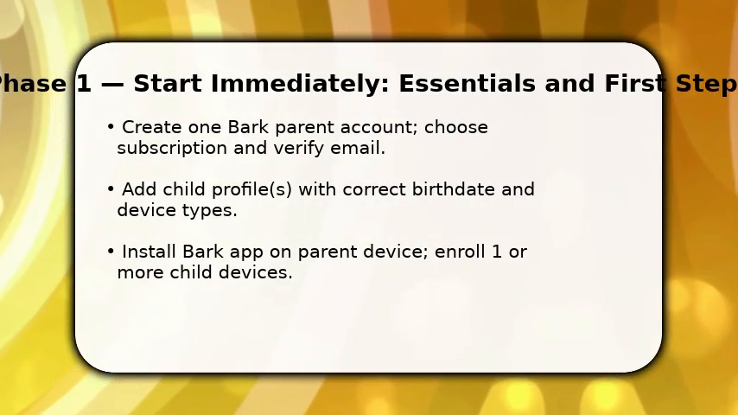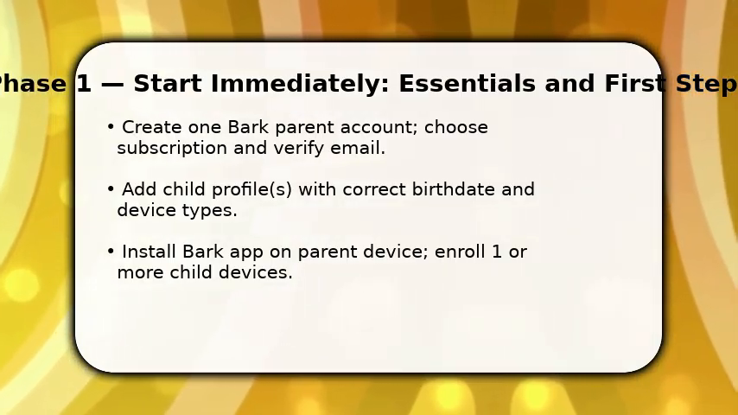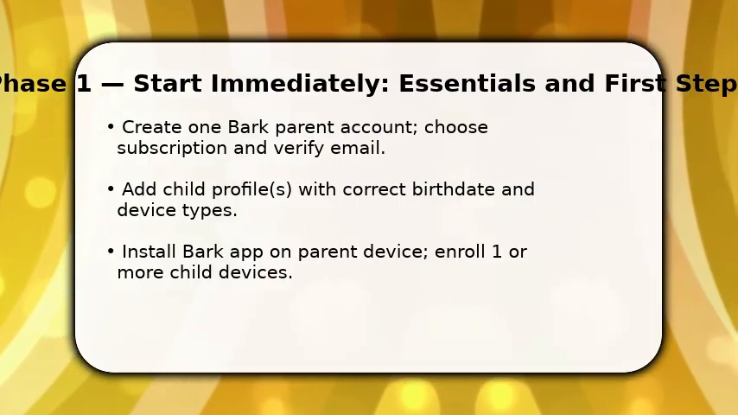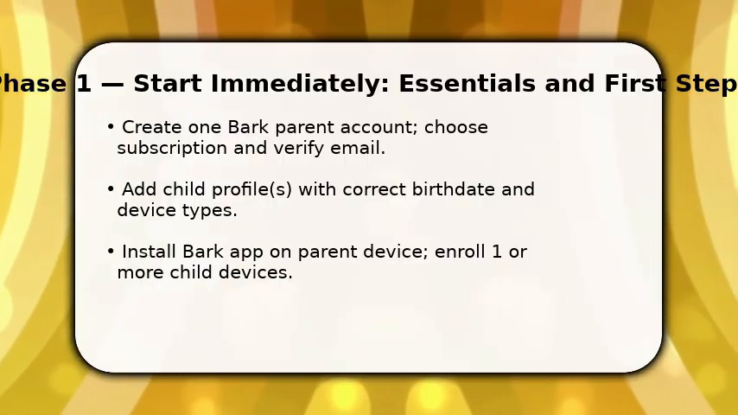Choose mobile, tablet, or Chromebook and follow the guided enrollment. Make sure to allow the requested permissions. These enable monitoring and filtering. You're starting live protection now, so proceed to the deeper setup steps.